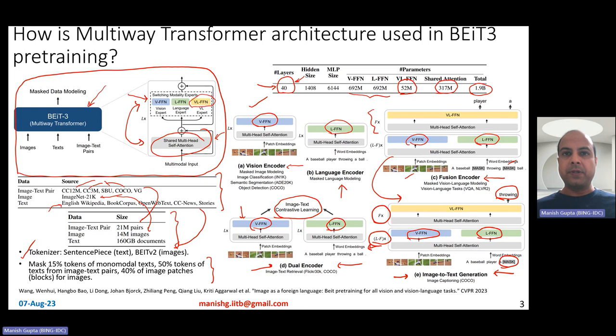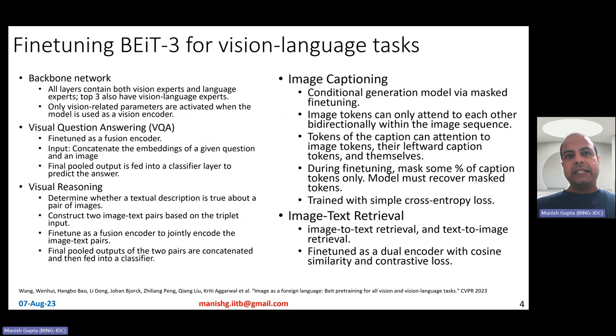Okay, so let's talk about in a more detailed manner how BEiT-3 can be fine-tuned for various vision linguistic tasks. These are multimodal tasks, or you can also call them visual linguistic tasks or vision language tasks. Okay, so in all cases, the backbone network is, of course, the BEiT-3 architecture. All layers essentially contain both vision and language experts, the top three layers. So out of the 40, the top three layers actually have vision language experts, visual linguistic expert, let's call it that way. Only the vision related parameters are activated when the model is being used as a vision encoder. So that's that.